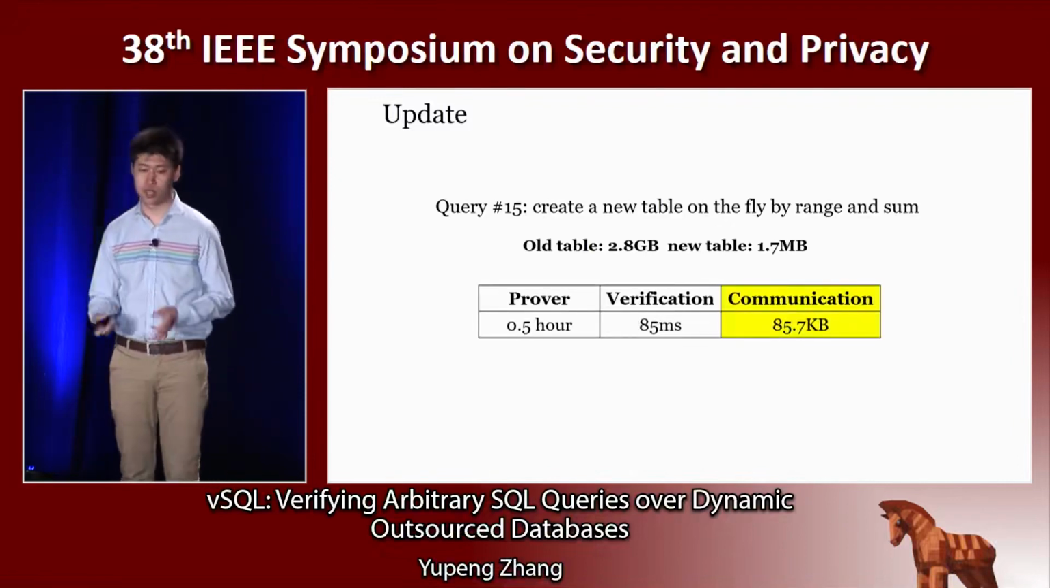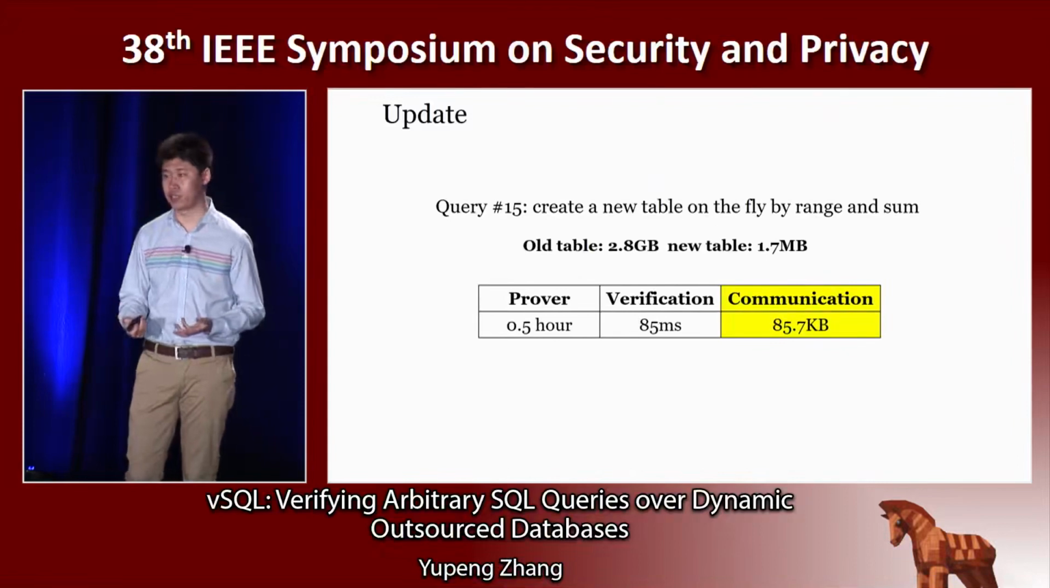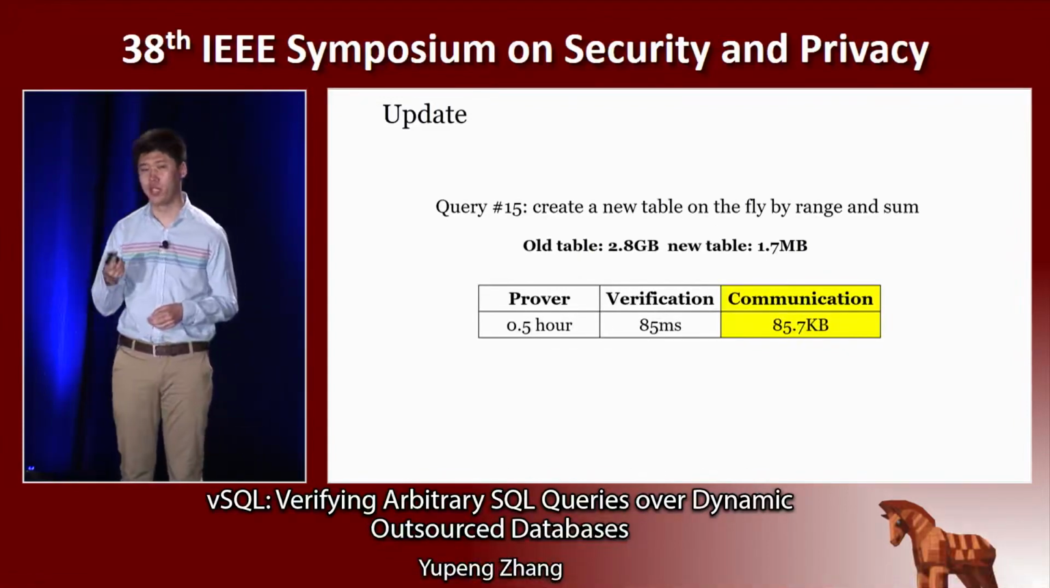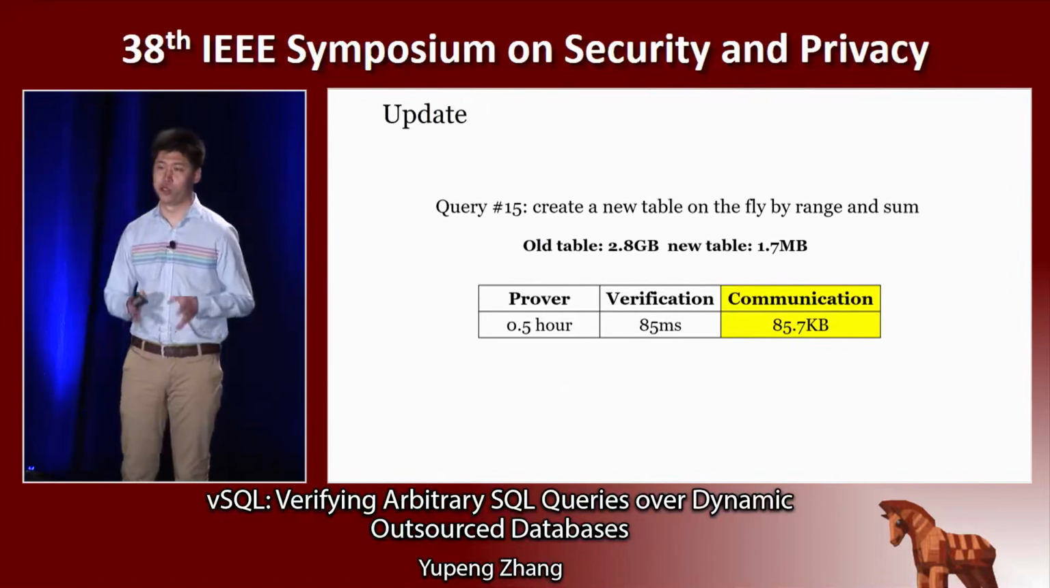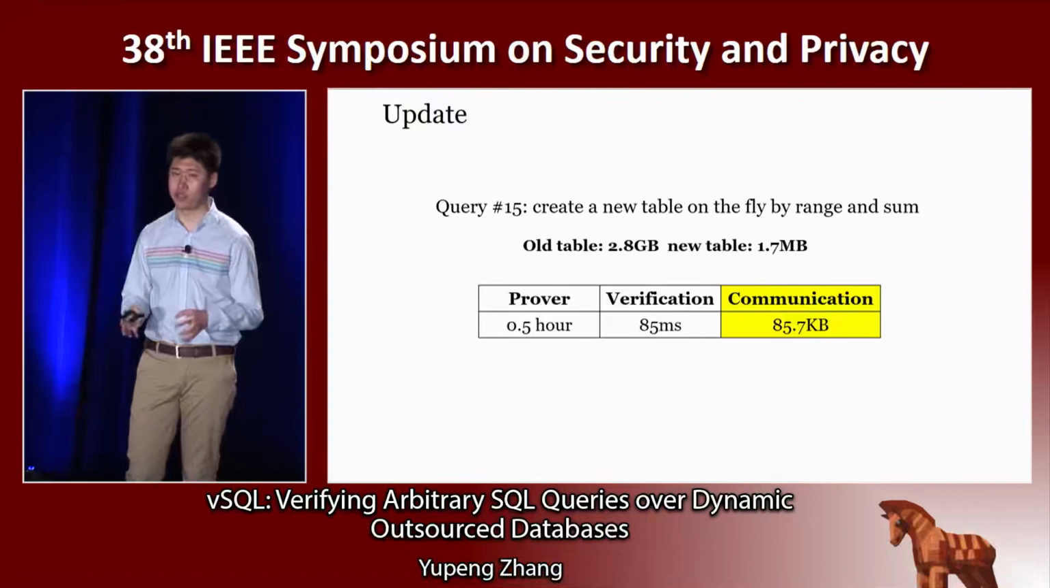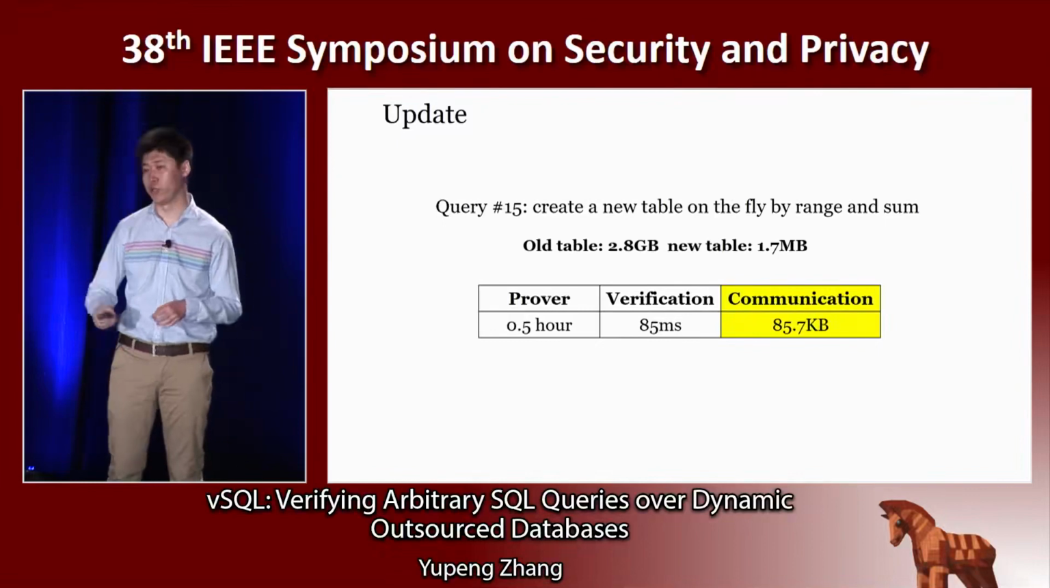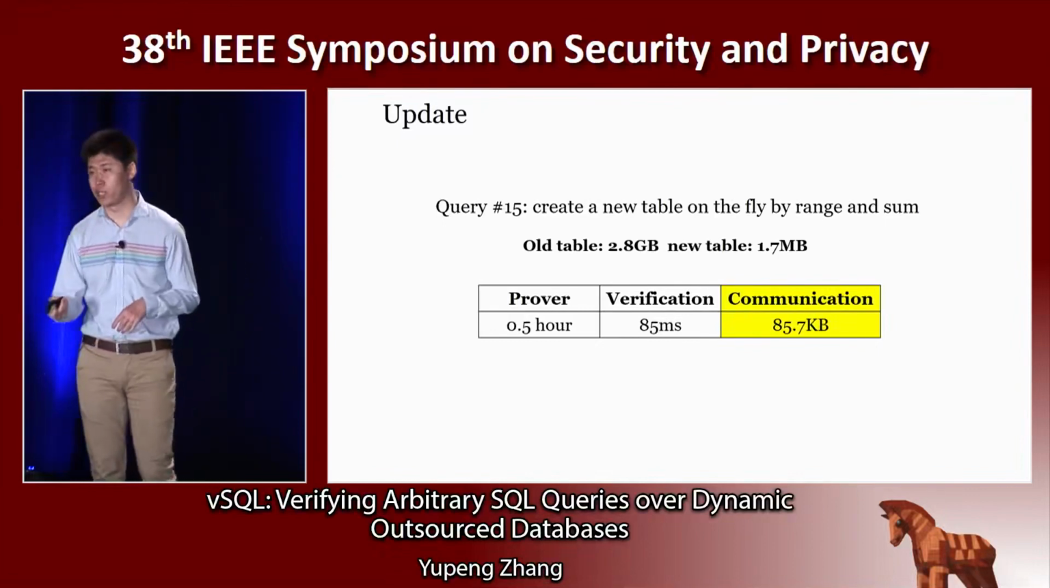As you can see, the prover takes half an hour, the verification takes tens of milliseconds, but most importantly, the total communication is only 85 kilobytes, which means neither the old table nor the new table is ever transmitted back to the client. But the client still can make sure that this table is correctly generated and can even run other SQL queries on the new table verifiably without even accessing the new table. That's the power of expressive SQL updates.